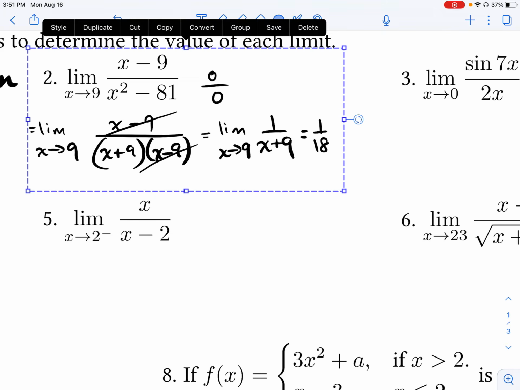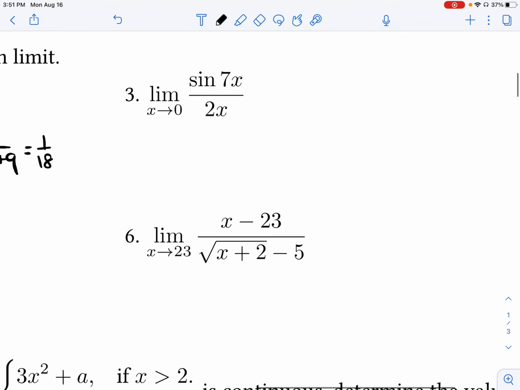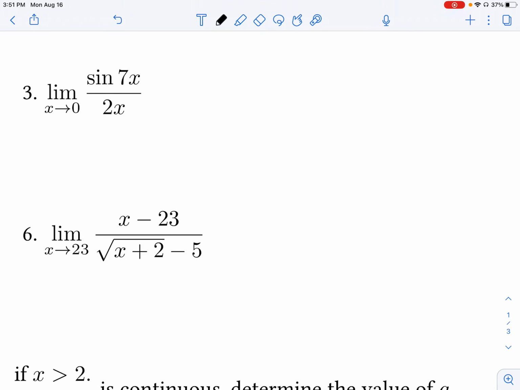Okay, let's try something like number 3 here. Now, at first glance, there doesn't seem to be much that we can do with this. We can't really simplify the numerator or denominator. We can't even use any trig identities just yet. But something that I could do is multiply both the numerator and the denominator by 7 over 7, sorry about that. Well, why would I want to do this?